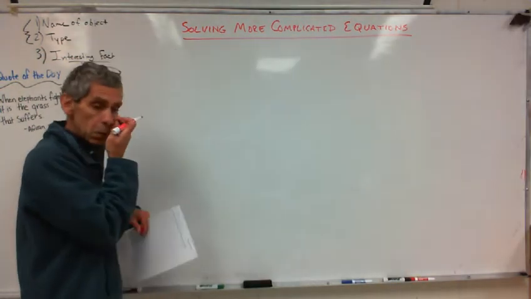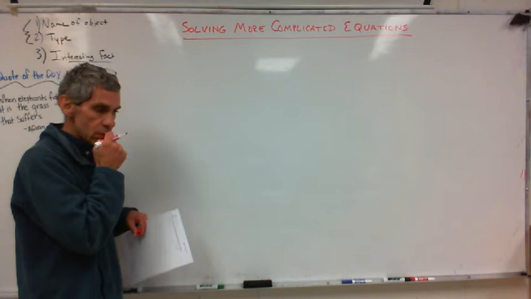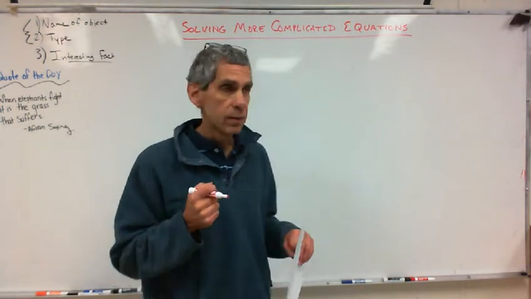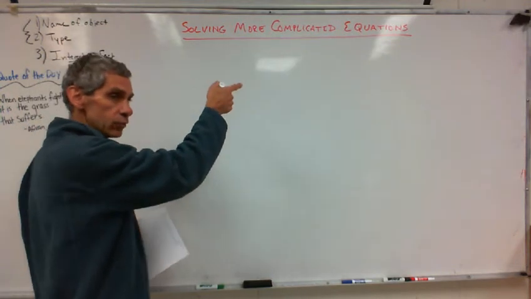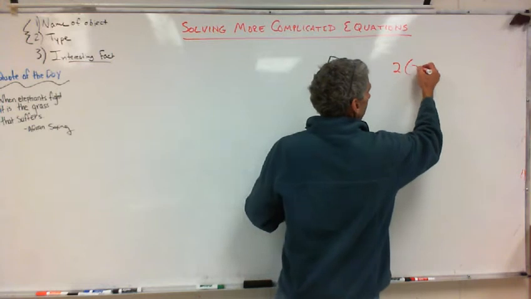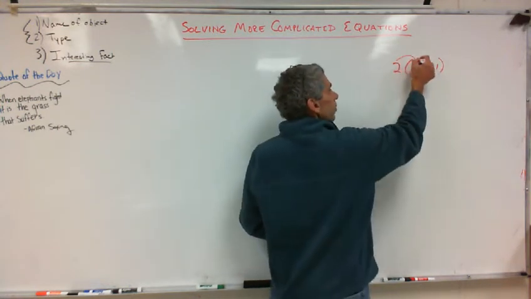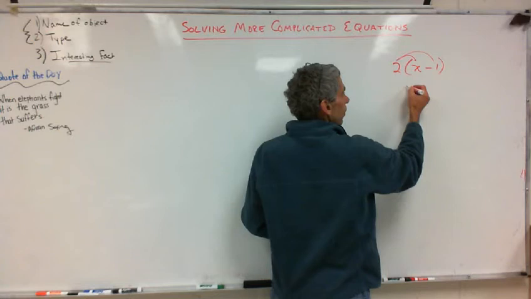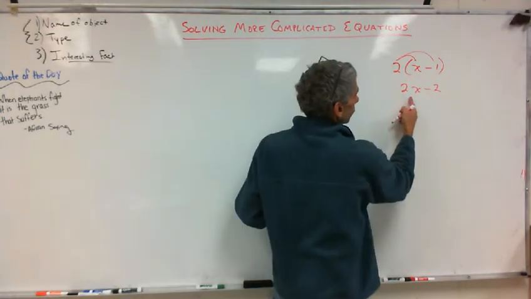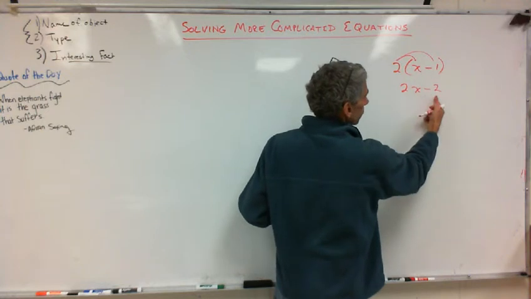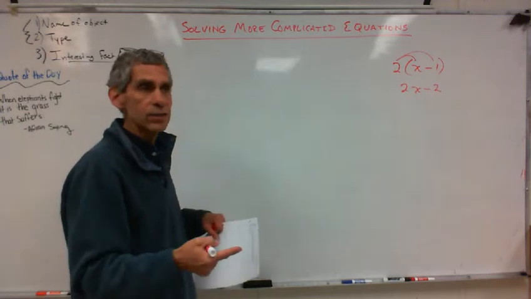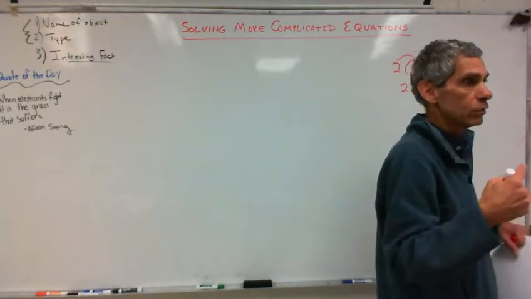We also know how to use the distributive property. You guys remember the distributive property? A number next to a parenthesis, like you have 2 parenthesis x minus 1. It means I'm going to multiply the 2 times the x and the 2 times the negative 1, which is 2x minus 2. 2 times x is 2x, minus 2 times 1 is 2. You guys remember that? Okay, so we're going to do equations now that include those kind of things in there.